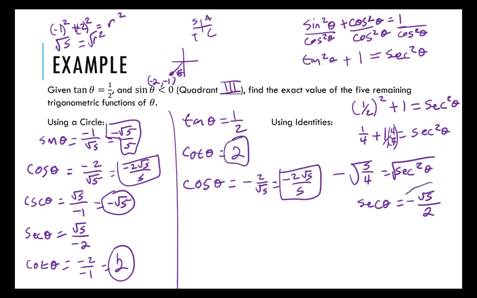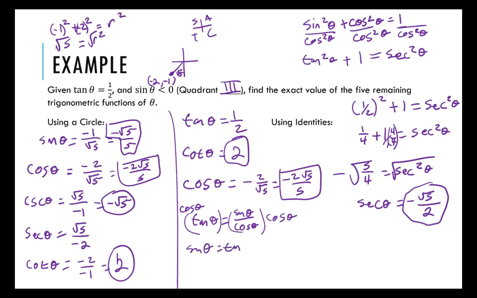Then all that's left to find is sine and cosecant. So I'm going to play a trick here, and I know that tangent of theta is equal to sine of theta divided by cosine of theta. And so I can actually make a new identity. I'm going to multiply both sides by cosine of theta. And I get that sine of theta is equal to tangent of theta times cosine of theta.